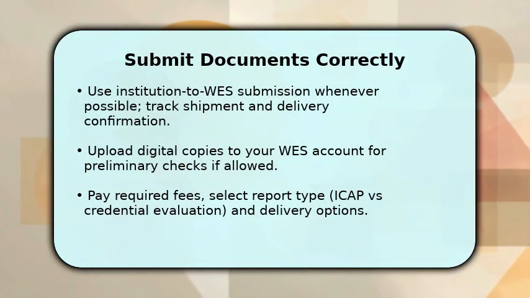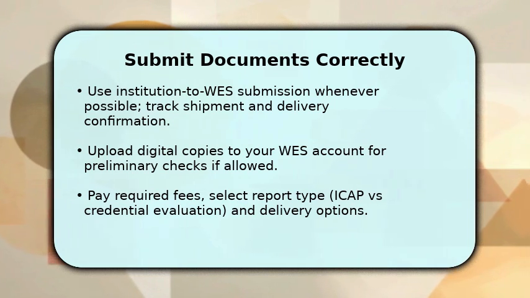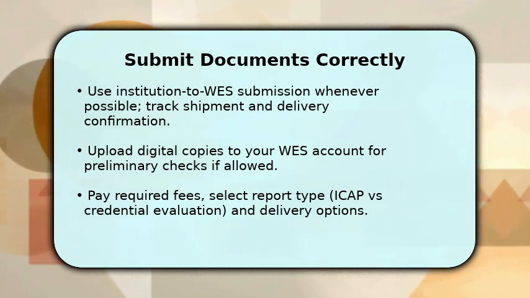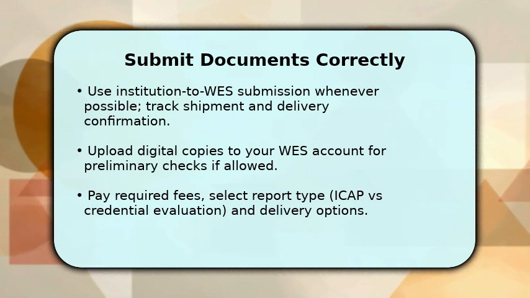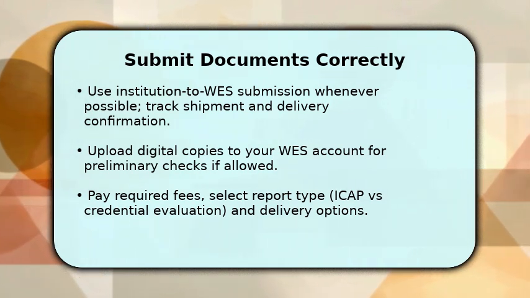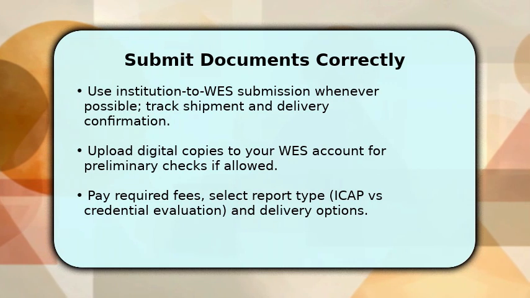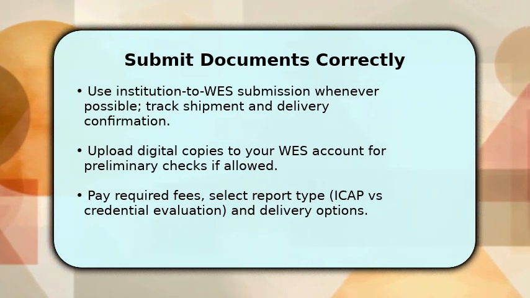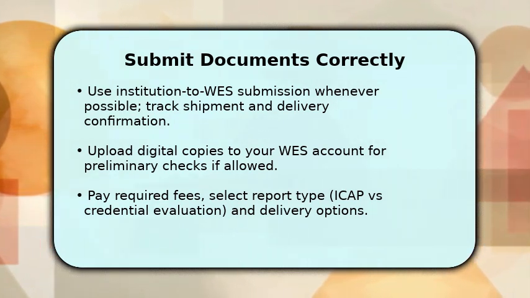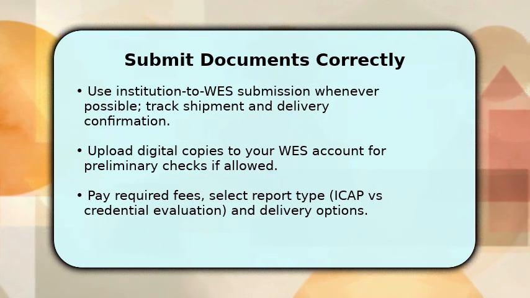Next, send documents following WES's specific instructions. Have institutions mail sealed transcripts directly or use authorized electronic channels. Once mailed, enter tracking into your WES account and upload any allowed digital copies for pre-review. This speeds verification. Pay the fee and choose the exact report type you need, because changing it later adds time and cost.